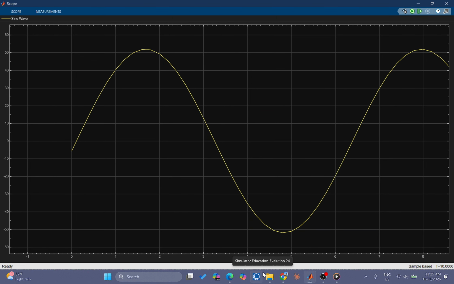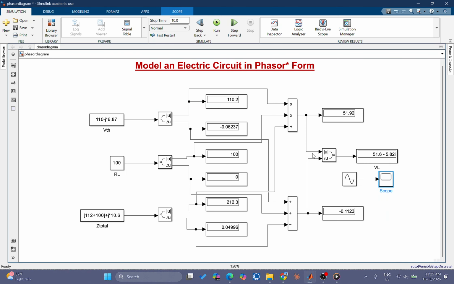Okay, that's all for today. What we have done is take a complex electrical circuit and mathematically simplify it into a Thevenin equivalent circuit, and then we modeled this in a Simulink model and ran the model to verify the theoretical results that we got.